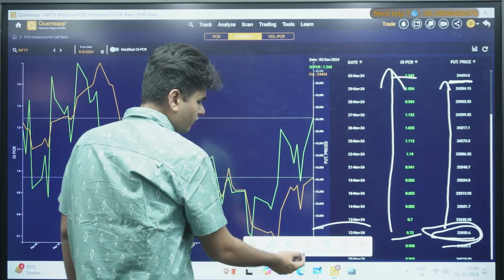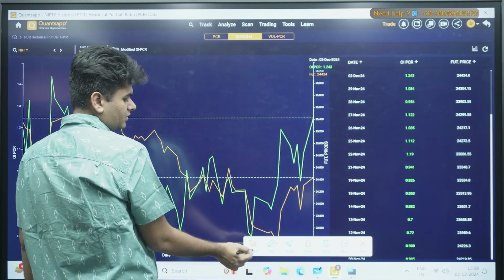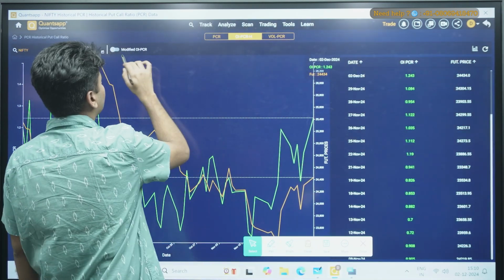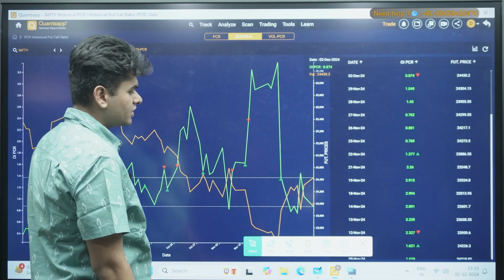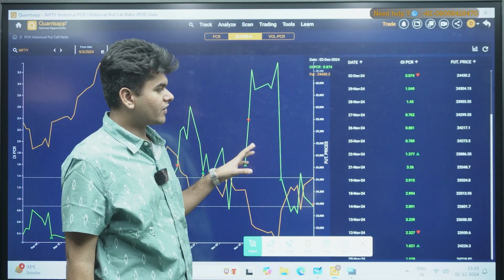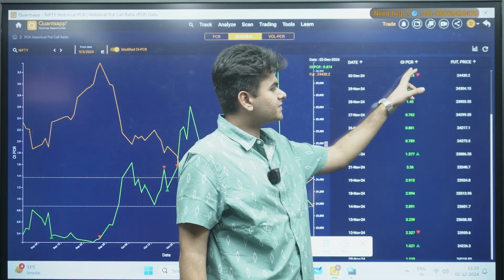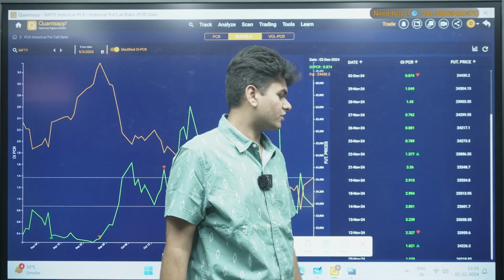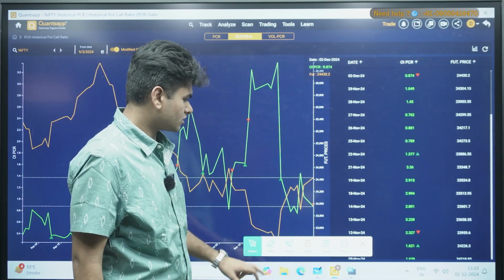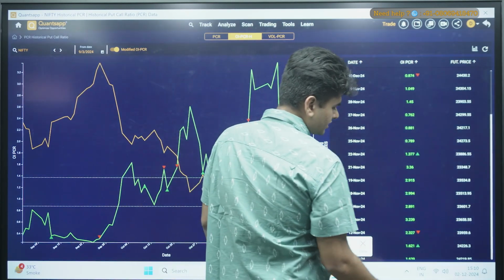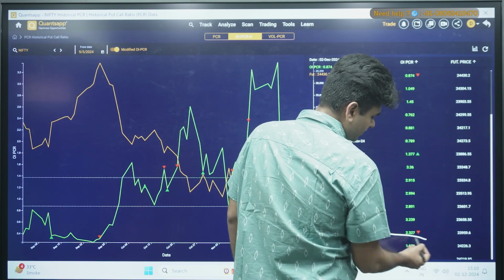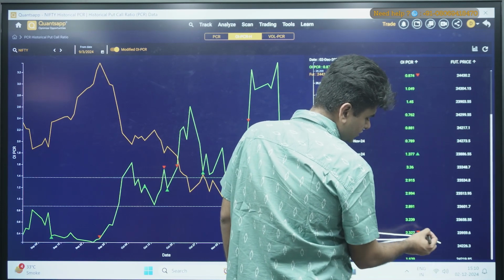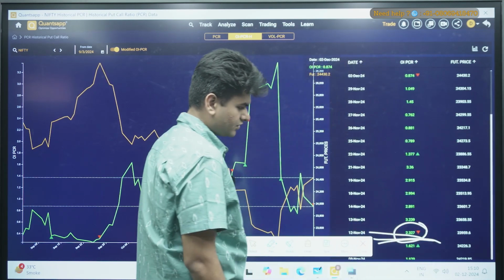Again, let's go for the modified OI PCR here. I'll just switch to modified. As I change to modified, you can see triangles being made and the signals already being generated for you. Let's suppose it has given a signal here that shows a downward reversal.